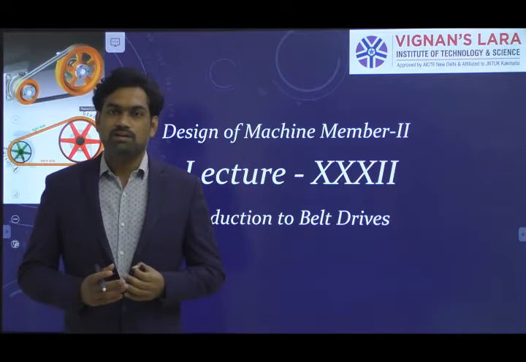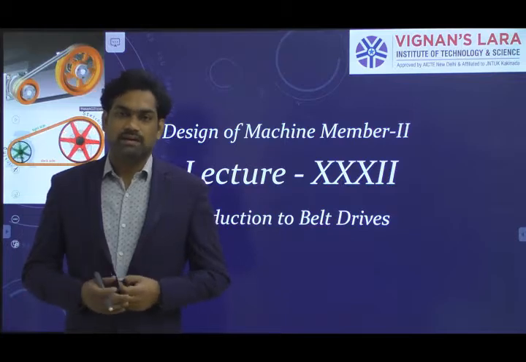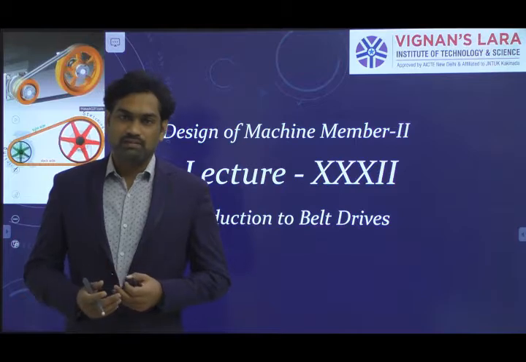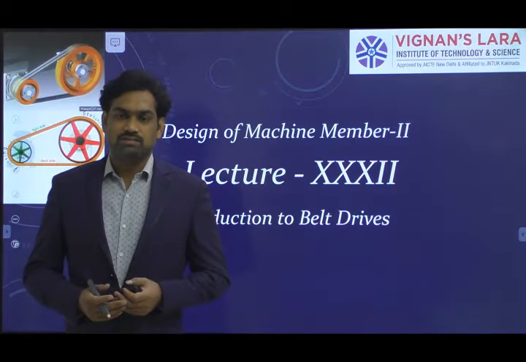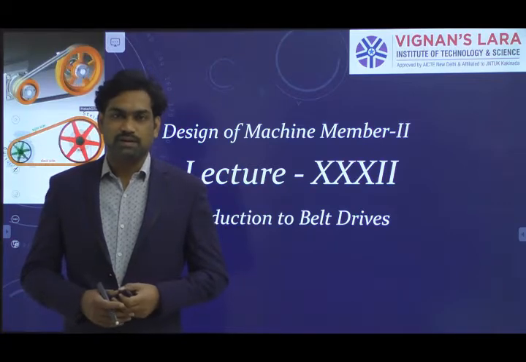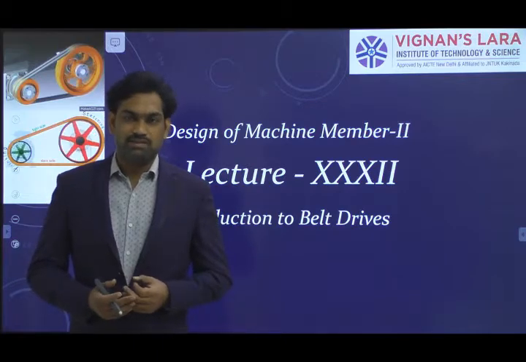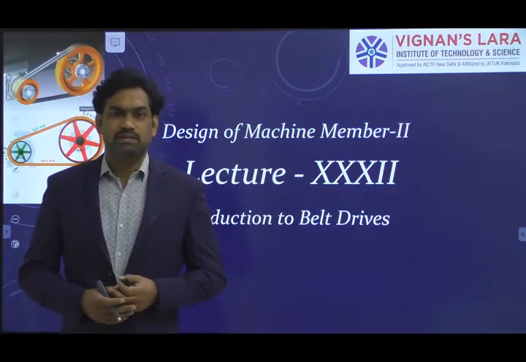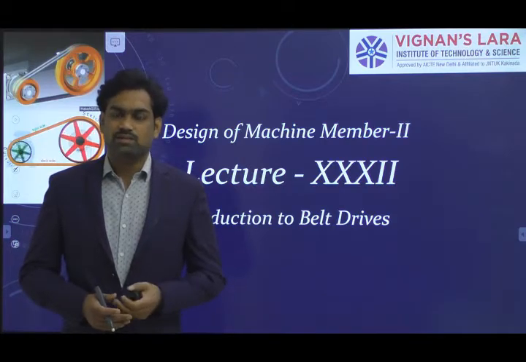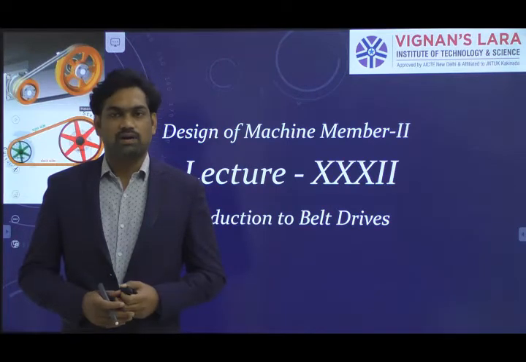Here the power is to be transmitted from one shaft to another by means of various kinds of devices, in which we have belt drives, chain drives, gear drives, and rope drives. Like that we have different types of power transmitting devices. These drives are selected based upon the distance between the two shafts as well as the velocity ratio and the speeds of driver and driven members.